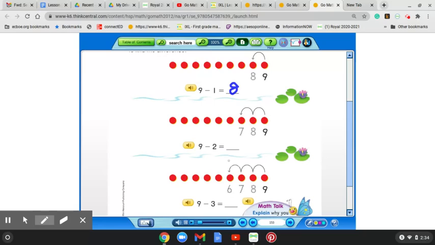Now the next one, we have 9 minus 2. What number do you think we will start with? Good. I hope you said 9, because 9 is our bigger number and we count back 2. And 9 minus 2 is 7. When we subtract, we're always going backwards. Then we have 9 minus 3. What number will we start with? Good. 9, and we will go back 3. And 9 minus 3 is 6.